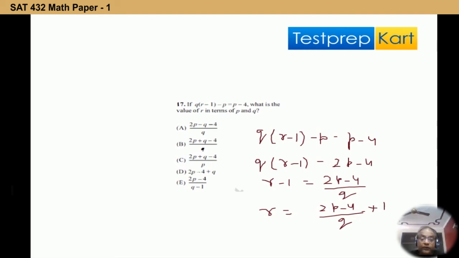Now take q as LCM, and it will be 2p. So r will be equal to 2p plus q minus 4, divided by q, and that's option B. So the value of r in terms of p and q means you take the other variables on the right hand side and take r on the left hand side only, and then find out the value of r.